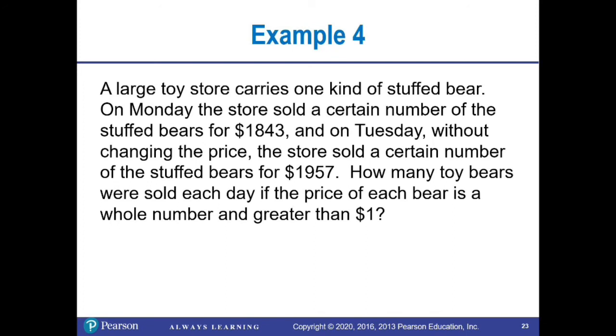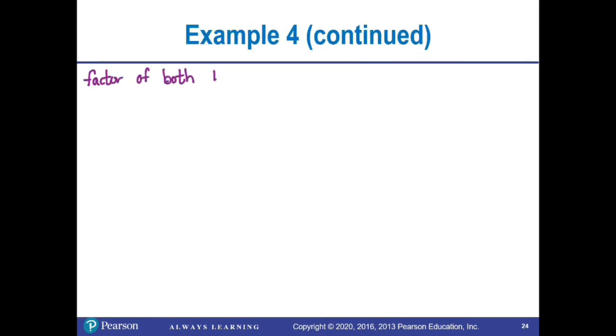I also know that the price of the bear has to be a factor of both 1,843 and 1,957 because the price did not change. From our previous section, we said that if we have a factor of two numbers here, 1843 and 1957, it is also a factor of the difference of those two numbers. So I'm going to subtract. Looking for the factors of 114 is a lot easier than trying to find the factors of 1843 or 1957. That's why I looked at the difference here.